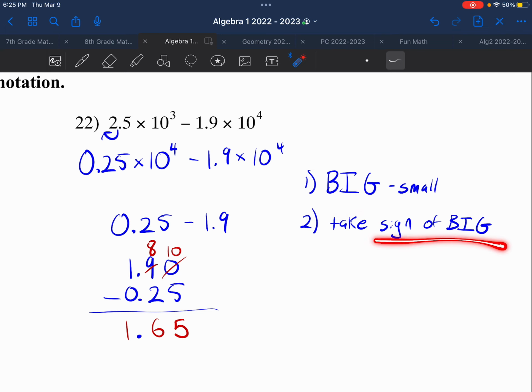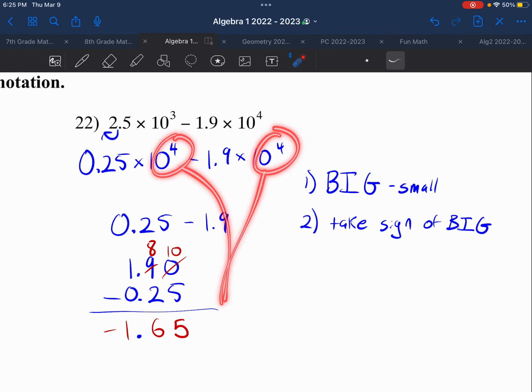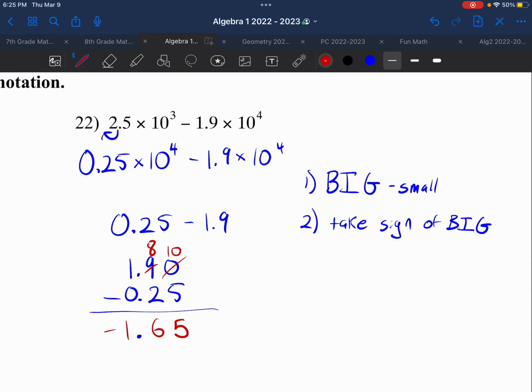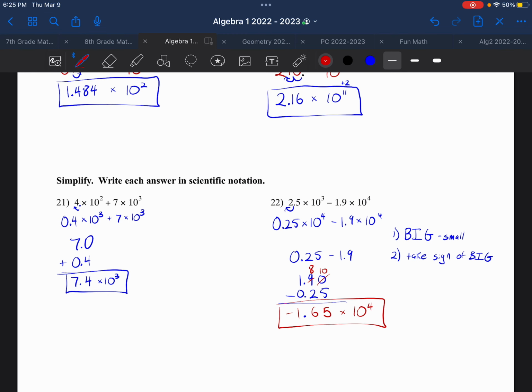Okay, take the sign of the big. Which of these was big? That was big. What sign do we have? Negative. So I take the negative sign, and I get negative. And don't forget, we still need to copy down whatever that one was, and these are both 10 to the power of 4. So this is going to be times 10 to the power of 4 for my final answer, which I will then box, and I think that's it.